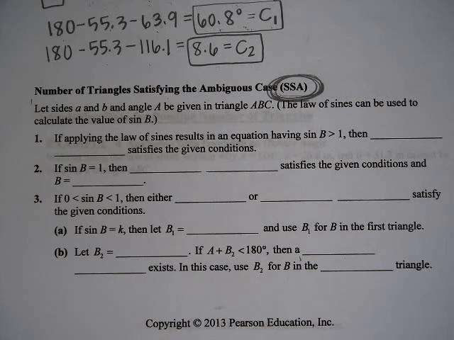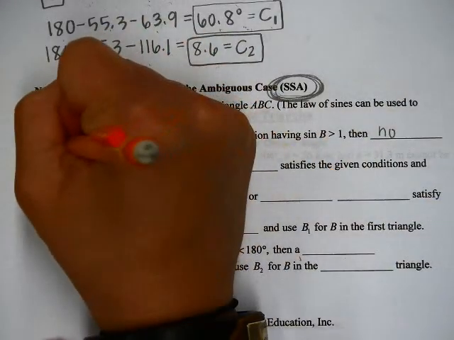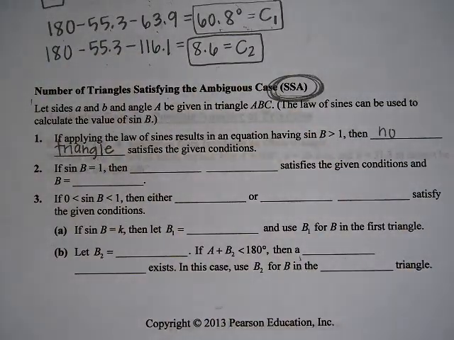So let sides a and b and angle A be given in triangle ABC. The law of sines can be used to calculate the value of sine big B. If applying the law of sines results in an equation having sine of B greater than 1, then what happened in that first example we worked? Talk to me. The triangle didn't exist, okay? So then no triangle satisfies the given conditions, okay? That's what happened in our example 1.